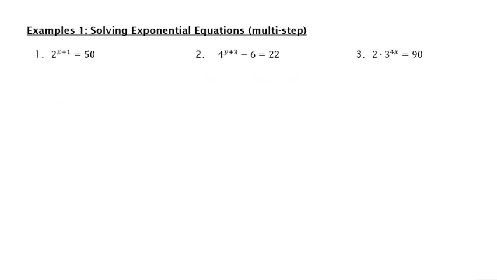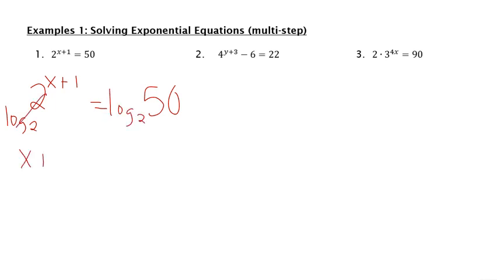In this first set of examples, it looks very similar to what we saw in the previous video. The only thing is once we take the log of each side, we might find that we have to do a little more work to get our variable by itself. So for the first one, same thing as the previous video. We're going to first isolate our base, which is 2. 2 is already by itself. So we're going to take log base 2 of each side. We're going to get x plus 1 equals log of 50 base 2.